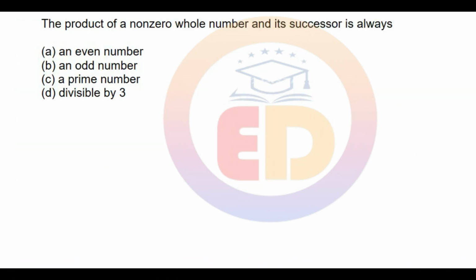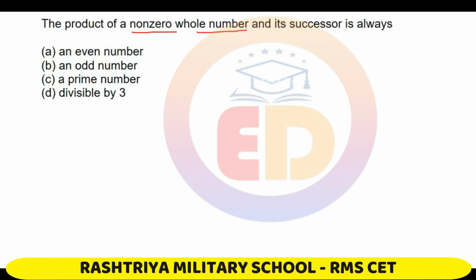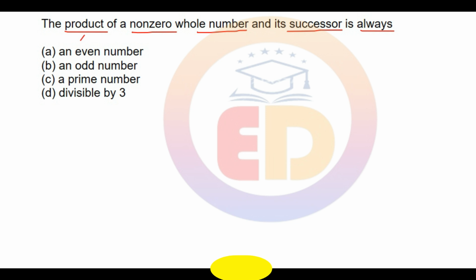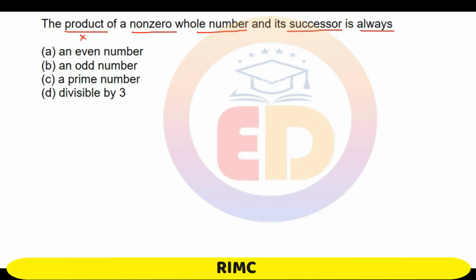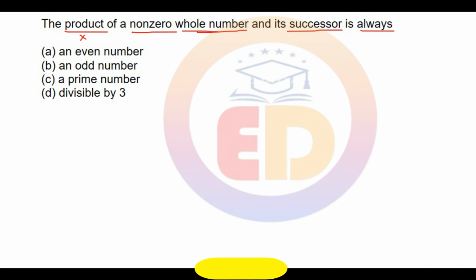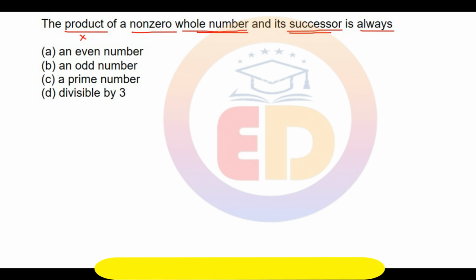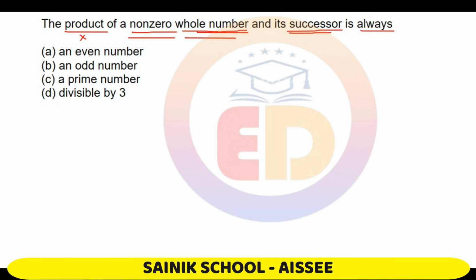The product of a non-zero whole number and its successor is always... The product means multiplication. Multiplication of what? Multiplication of a non-zero whole number and its successor. Let us understand these two terms, the non-zero whole number and its successor.